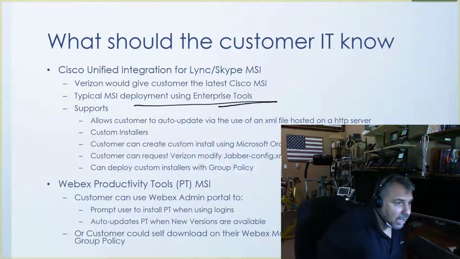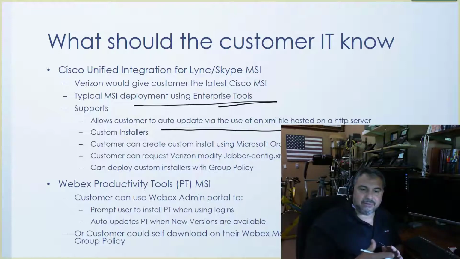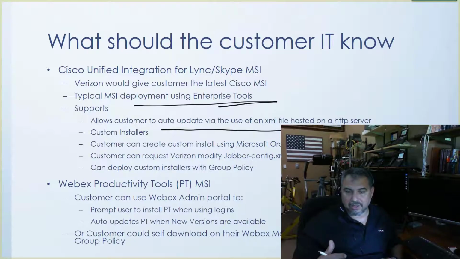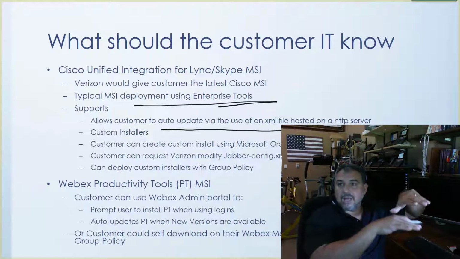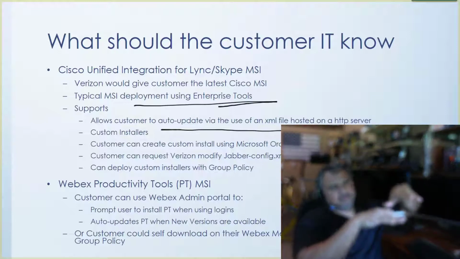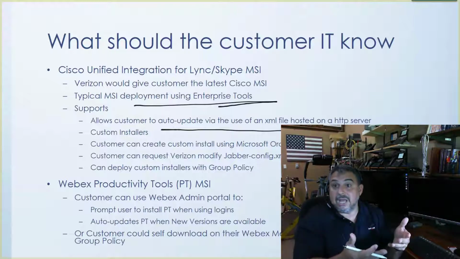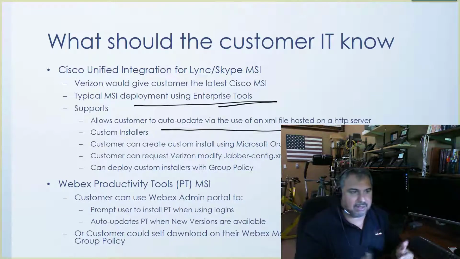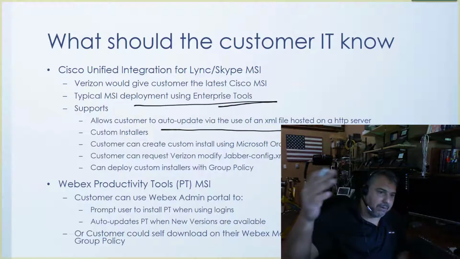Okay, so it allows the customer to auto update, I told you about that, right? There's some kind of web server. They're going to put an XML file. What the CUCI Lync's going to do, it's going to parse this XML file. So, there's a new 11.68 version. Let me update, and then they can do the update either silently in the background or what have you. So that can be done. You can create custom installers by using Microsoft Orca. I already told you that.